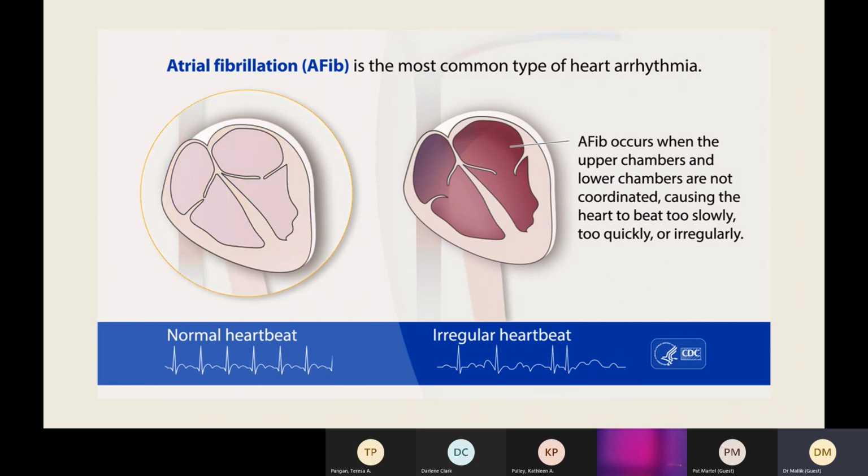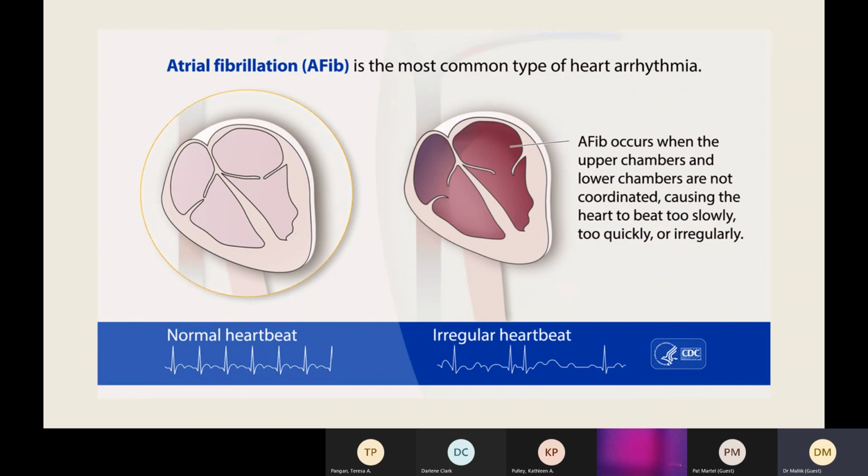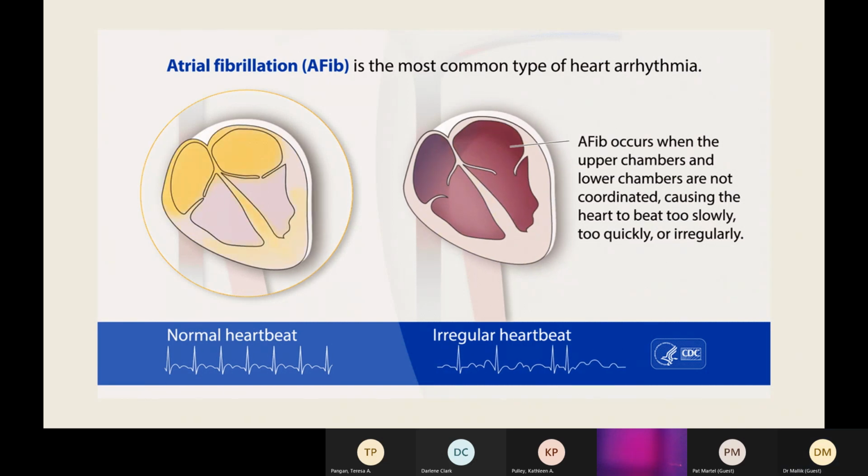And as we'll talk about further down in the presentation, it can cause blood to pool in the heart chambers and become a blood clot and cause a stroke. And we'll talk about that more as we progress. Any questions so far? Although this is the first slide. Okay.